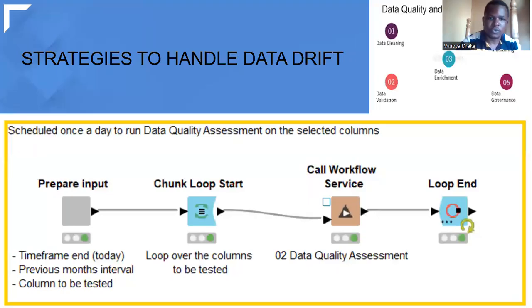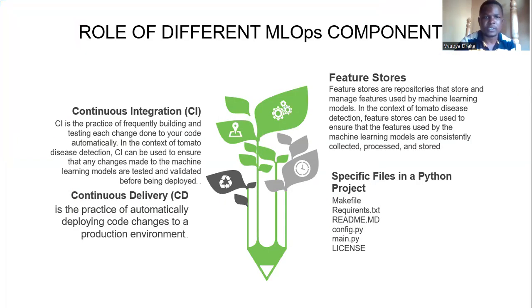Then you can also handle data drifts, that is changing data being fed to the machine learning. You can do this by data cleaning, data enrichment, data validation, regular monitoring, and then data governance to make sure that there is no change in the data being used to test these machine learning models, because that can produce different results.